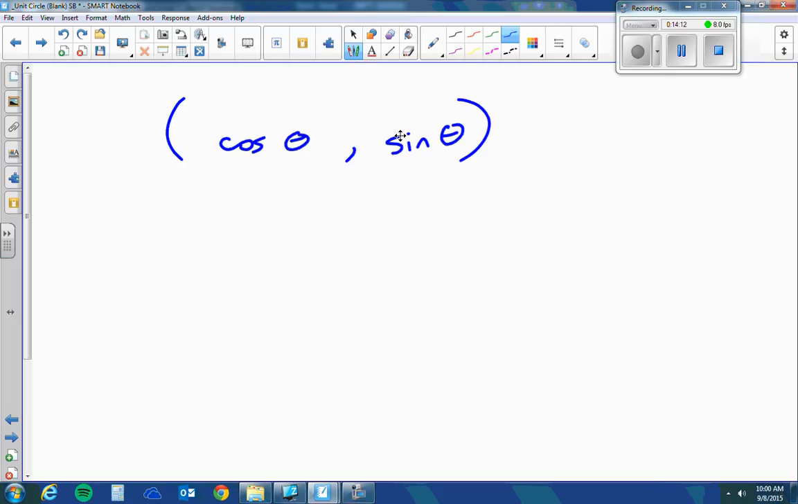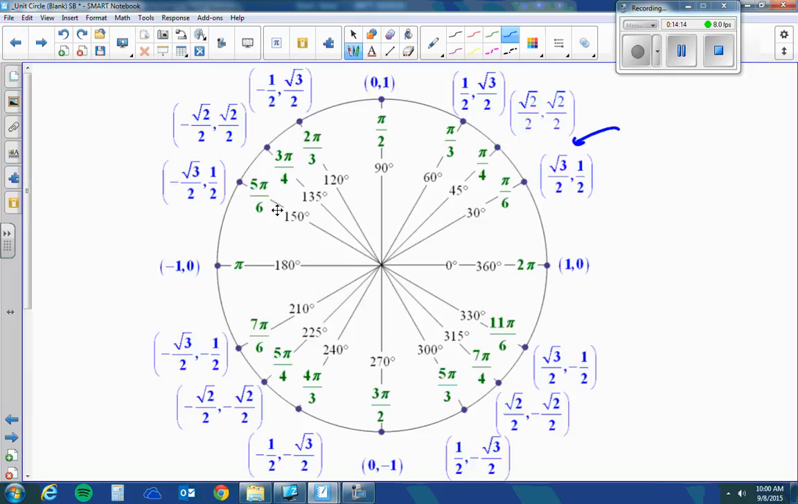And then if I go to, like, right here, you can say that x value is the value for cosine of 30 degrees. And the 1/2 is the value for sine of 30 degrees. That's what you're supposed to know.